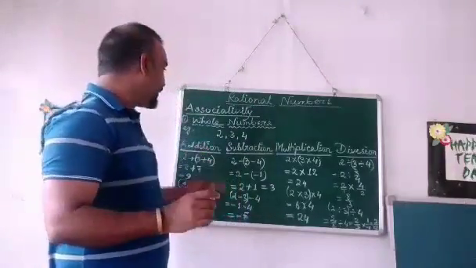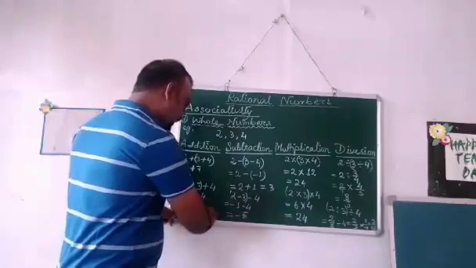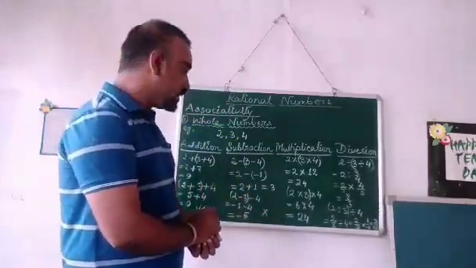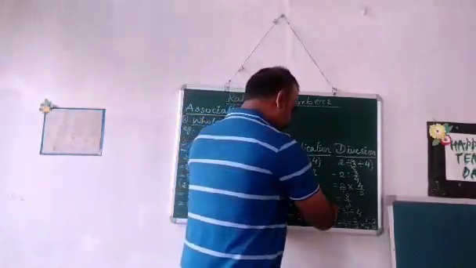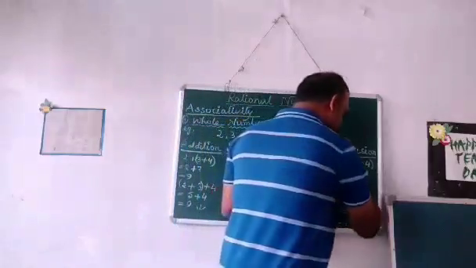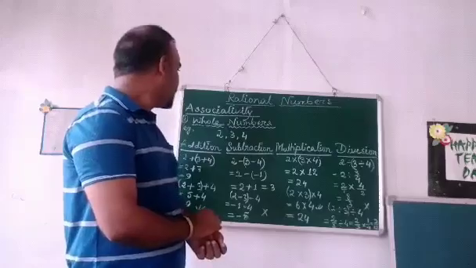Okay, so finally we can say associativity for whole numbers is applicable for addition, it is not applicable for subtraction. It is applicable for multiplication, but it is not applicable for division. Okay, so here we are.